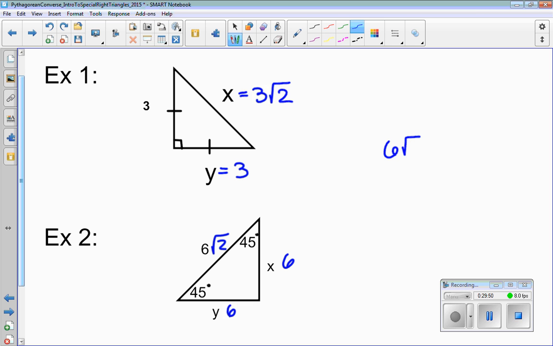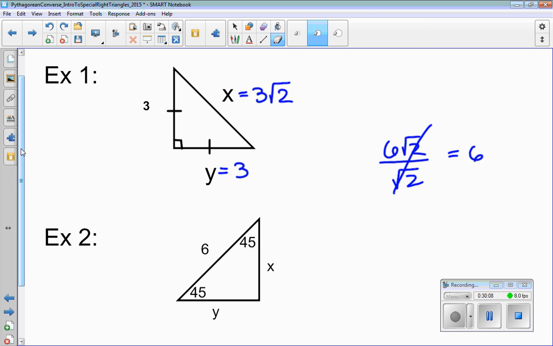I took 6 radical 2, and I did what to get the 6? I divided by the square root of 2, right? So if I have the leg and I want the hypotenuse, I'm multiplying. If I have the hypotenuse and I want the leg, I'm dividing. Got a question, Marvin?